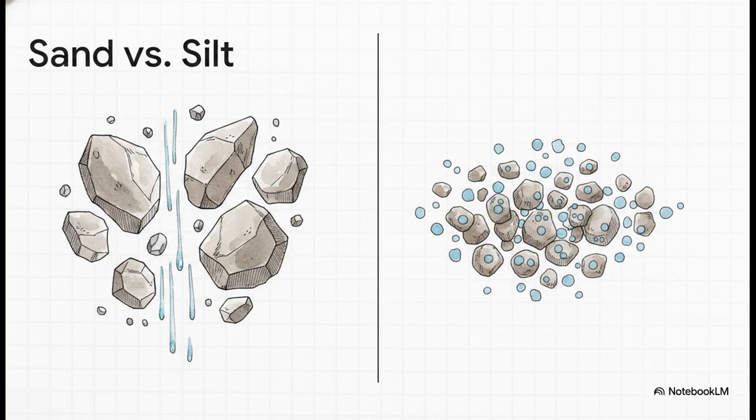Think of sand particles as basically tiny fragments of rock, mostly made of quartz. Because of that, they're chemically inactive. They don't dissolve. They have a really low water holding capacity, meaning water just drains right through them. High percolation, zero stickiness or plasticity.